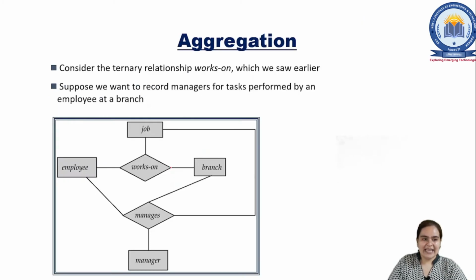There is something called aggregation that considers the ternary relationship, works on, which we saw earlier as well, where more than two entities are involved; that is called a ternary relationship. Suppose we want to record the manager for tasks which are performed by an employee at a particular branch. What we need to do is aggregate all the things, that is employee, branch and job, all together. That is called aggregation, and we need to find out the performance of the task which has been performed.